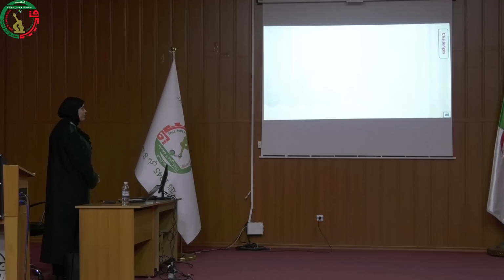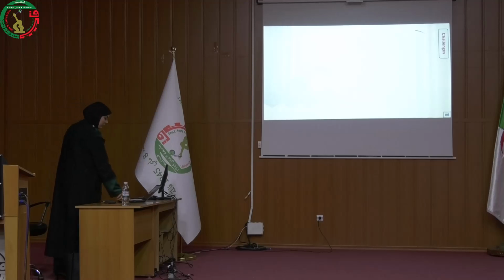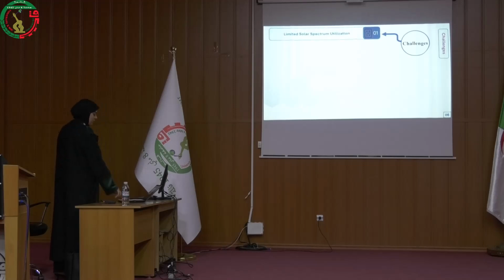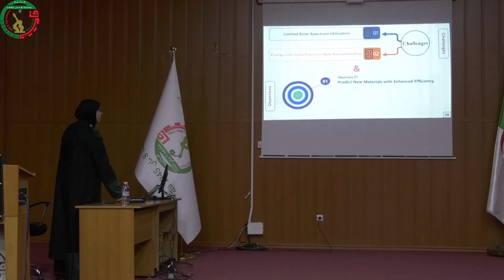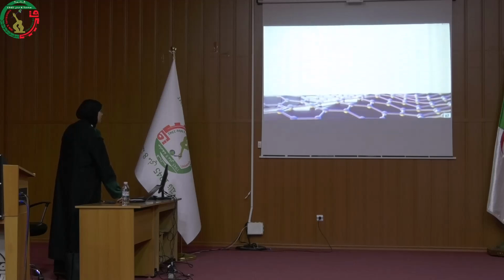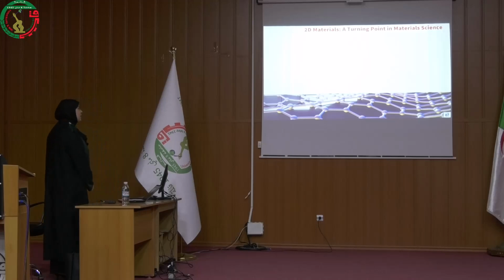Although these applications have a simple mechanism, they face several challenges. The most common challenges between photovoltaic and photocatalytic water splitting applications are: first, limited solar spectrum utilization, and second, energy loss from electron-hole recombination. For this, our research primarily aims to overcome those challenges by producing new materials with enhanced efficiency, enhancing solar spectrum utilization, and reducing electron-hole recombination.